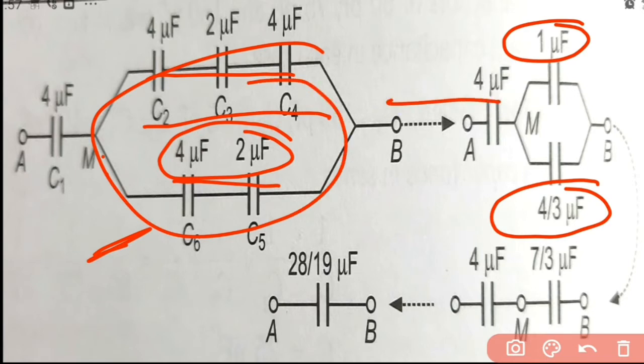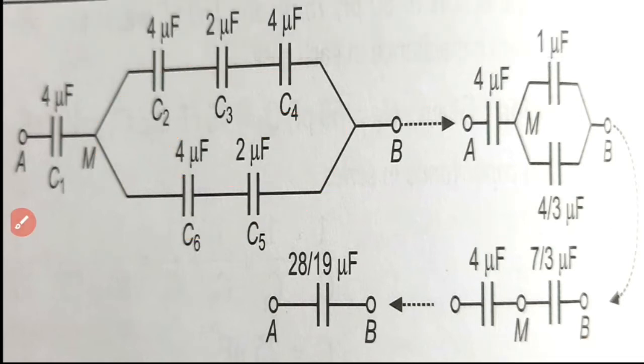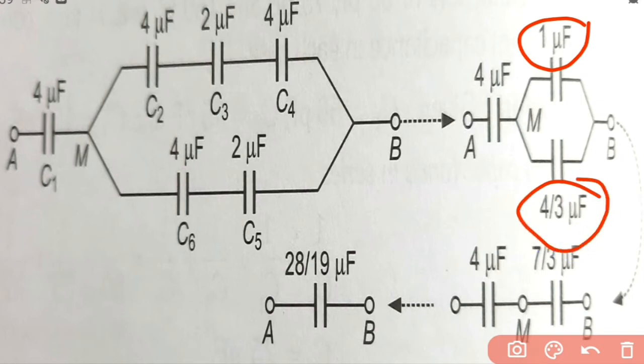Got it? So we have 1 microfarad and 4 by 3 microfarad in parallel, and that parallel combination is connected in series with 4 microfarad. Now again the diagram is reduced. 1 microfarad and 4 by 3 microfarad are connected in parallel, so the effective capacitance is 7 by 3 microfarad. That's what this diagram shows.